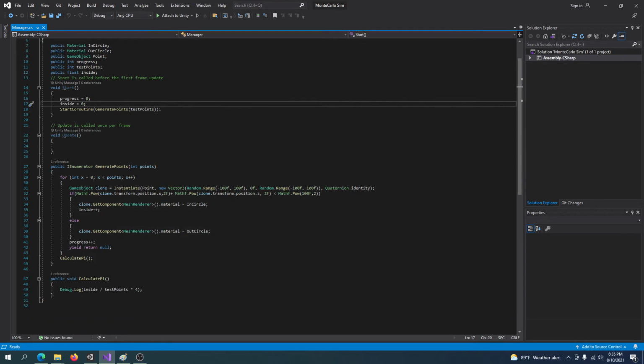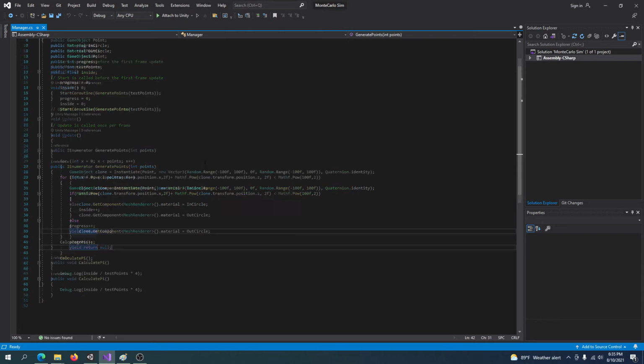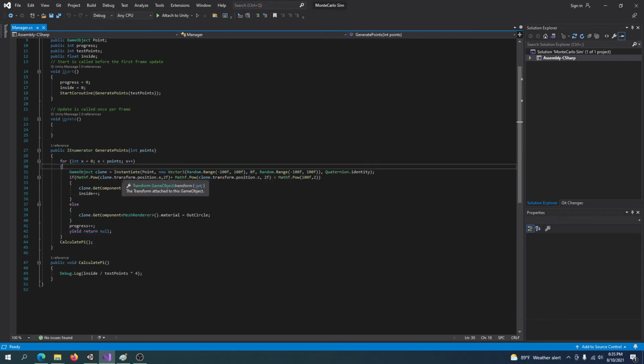So here we have an IEnumerator. This actually will slow it down so we can kind of see it happening. You can definitely remove this and it'll probably run that much faster. So we instantiate a point from the range negative 100 to 100 for the x, negative 100 to 100 for the z, and it's going to be randomly inside of those points. So it can go anywhere from negative 100 to positive 100 for x and negative 100 to positive 100 for z. So that covers the whole range of our square.